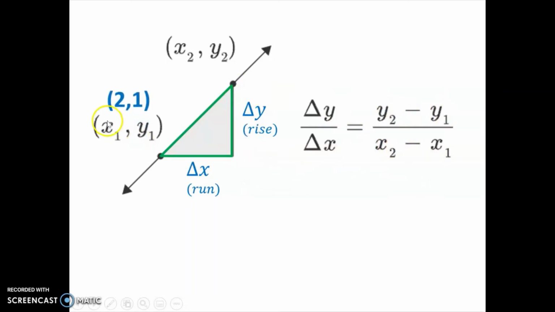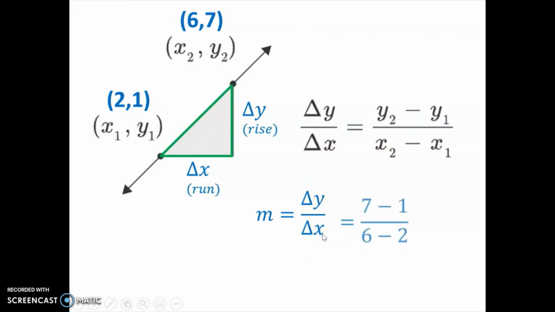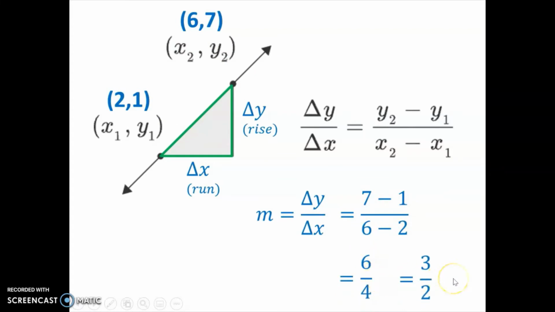Great. So let's say these points were (2, 1) and (6, 7). Use this formula to find the slope using these points. Well, here we go. Slope is change in y over change in x. Here's y2, 7, the y value of the second coordinate, 7 minus 1. We subtract the two y values over 6 minus 2, subtract the two x values. 7 minus 1 is 6, 6 minus 2 is 4. We have a slope of 6 over 4, or 3 over 2.